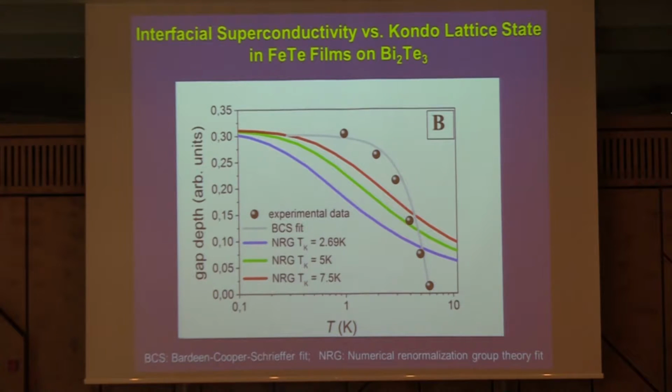Of course, you always have to consider other kinds of explanations. You might consider a Kondo lattice state for the iron tellurium, but if you compare with numerical renormalization group theory results, the temperature dependence which you would expect for a gap induced by a Kondo lattice state cannot describe the temperature dependence of the measured gap here. This is the BCS fit, and it can basically only explain this behavior.